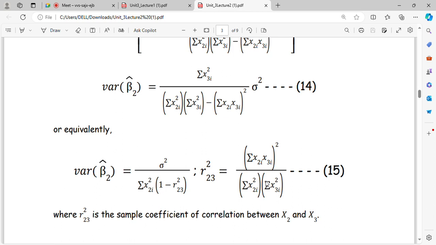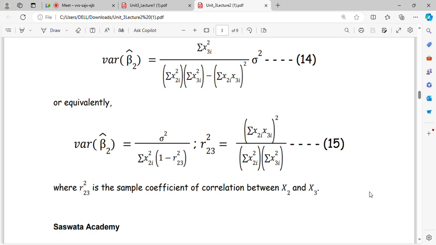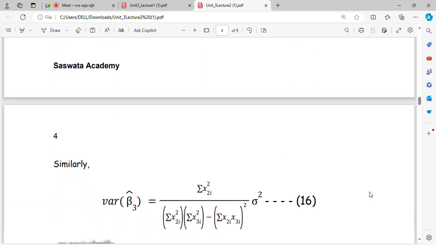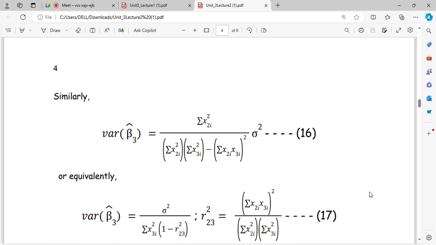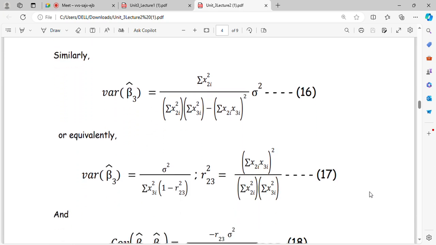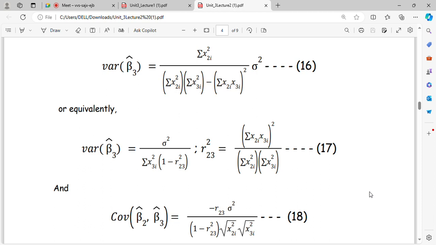It is the correlation between variables 2 and 3, right? So the correlation between variables 2 and 3 is r 2 3. So r 2 3 is the sample coefficient of correlation between x2 and x3. Similarly, we can get variance of beta 3 hat as this, which can also be written as sigma square by summation x3i square times 1 minus r square 2 3, where r 2 3 is the sample correlation coefficient between variables x2 and x3.